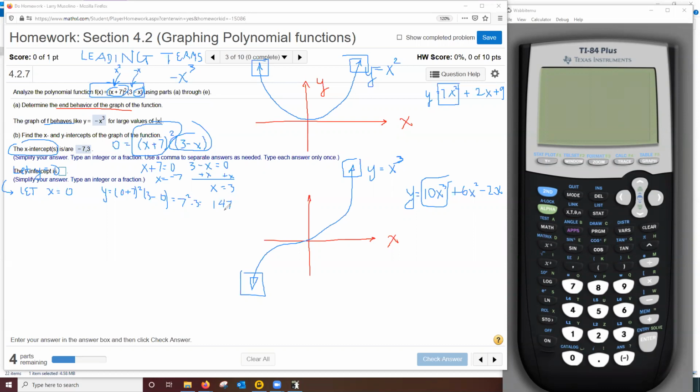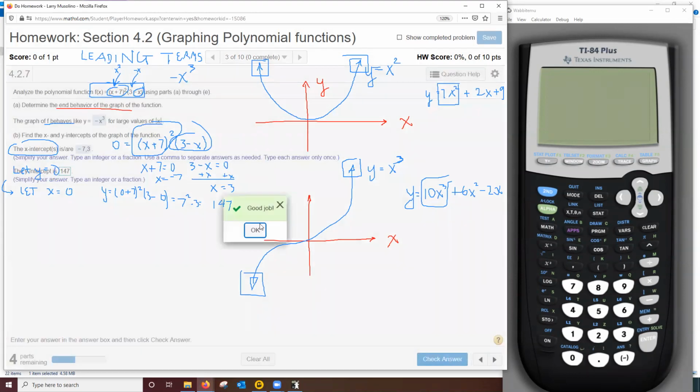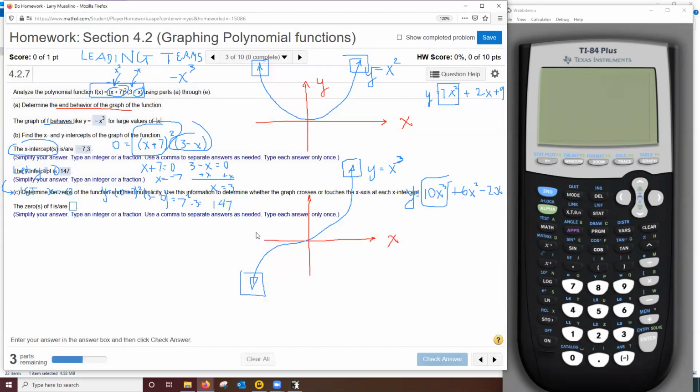So it looks like the y-intercept is a pretty big number. It's going to be 147. So I'll enter the answer here. The y-intercept we calculated as 147. All right, let's see if there's a few other questions here.